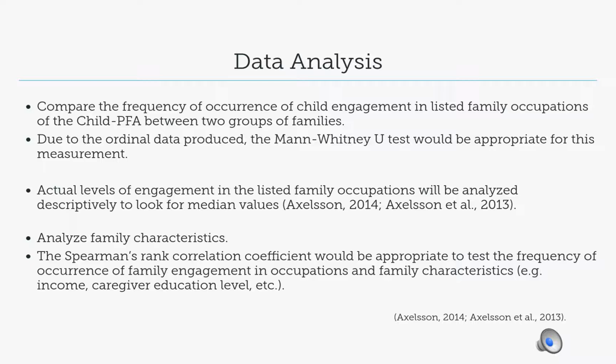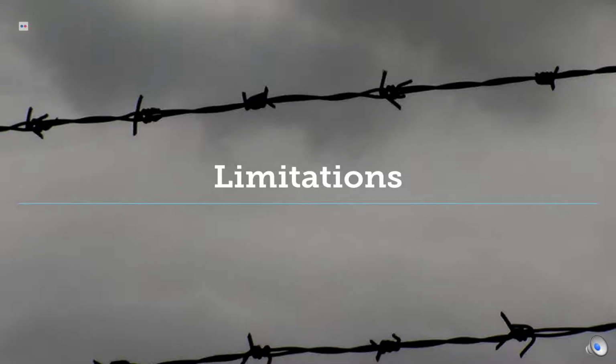This is similar to previous studies using the Child PFA that was conducted by Axelson in 2014, as well as Axelson and colleagues in 2013. For more in-depth analyses, the Spearman's rank correlation coefficient would be appropriate to test the frequency of occurrence of family engagement in occupations and family characteristics, such as income and caregiver education level. Finally, I will discuss the anticipated limitations of this proposed study.